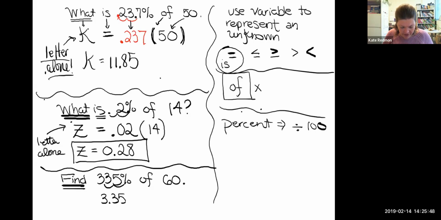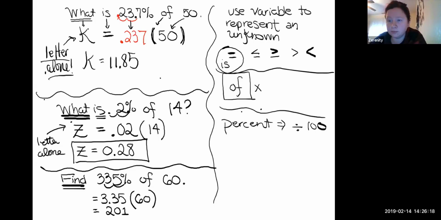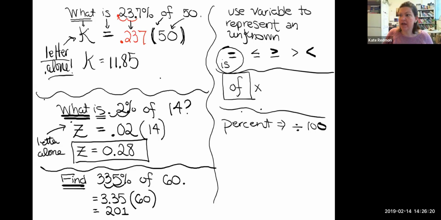We said of means multiply and 60. Yeah, this one isn't even an algebraic expression. It's just an arithmetic expression. We totally know how to do that math. We can do 335% of 60. 3.35 times 60 equals 201. So love this method for this and also even for word problems.